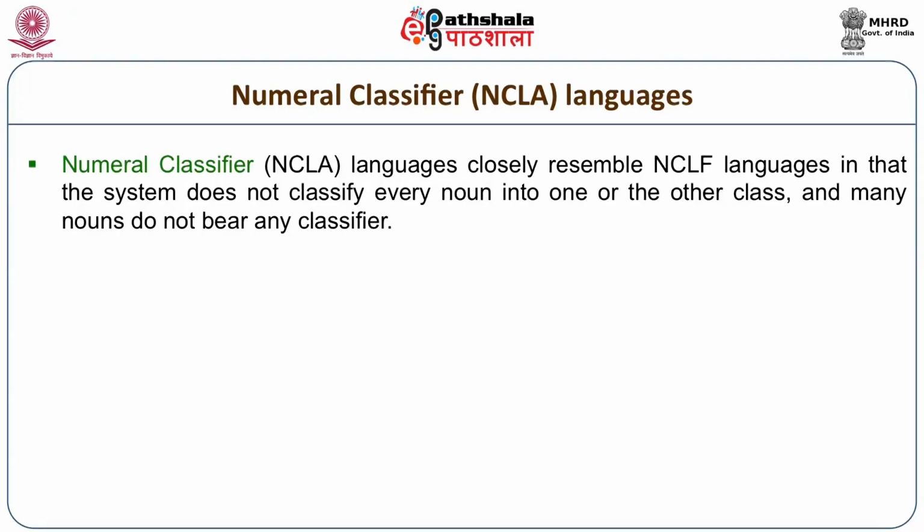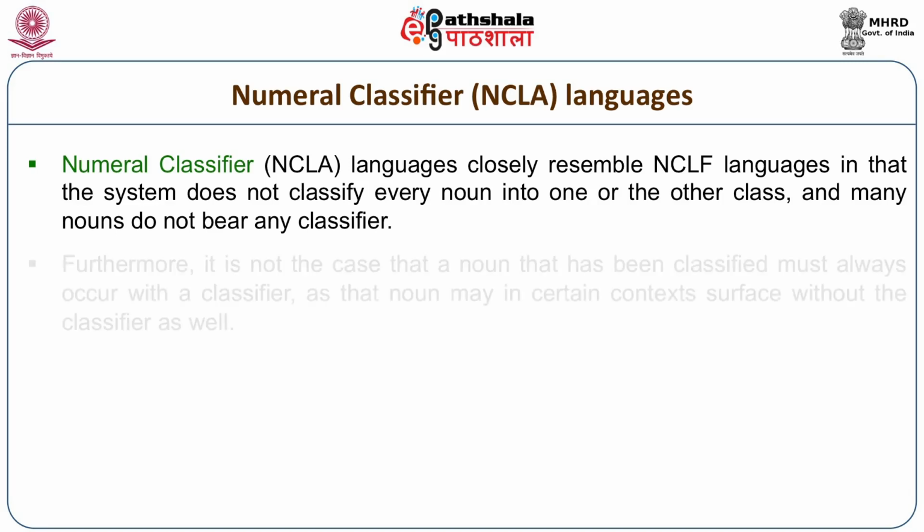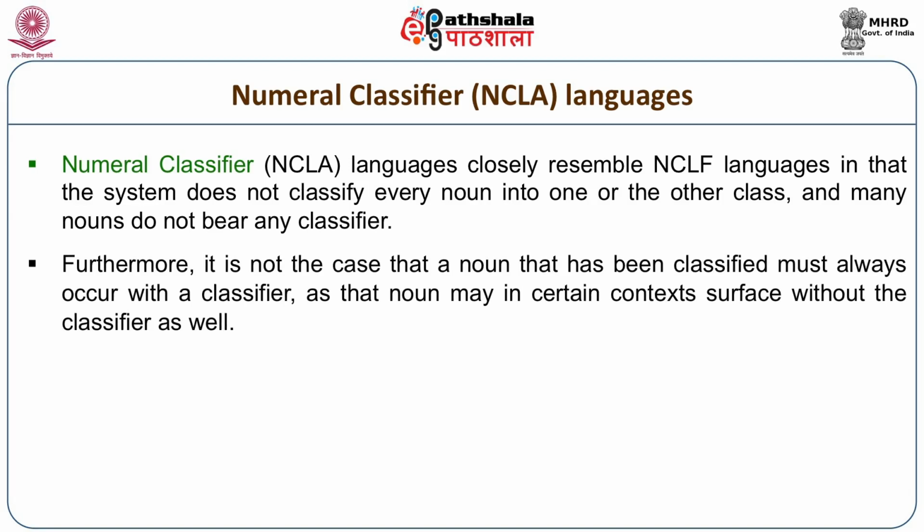A third kind of classification, which is very familiar to the speakers of many of the major languages of India, such as Bangla and Assamese, is a numeral classifier system. Numeral classifier languages closely resemble noun classifier languages, in that the system doesn't classify every noun into one or the other classes, and many nouns do not appear with a classifier at all. Recall the case of Angami or present Great Andamanese: when something does not relate to a body part, there will be no noun class marker on it. It's also not the case that every noun that can occur with a classifier must occur with a classifier, as nouns can surface without the classifier as well.